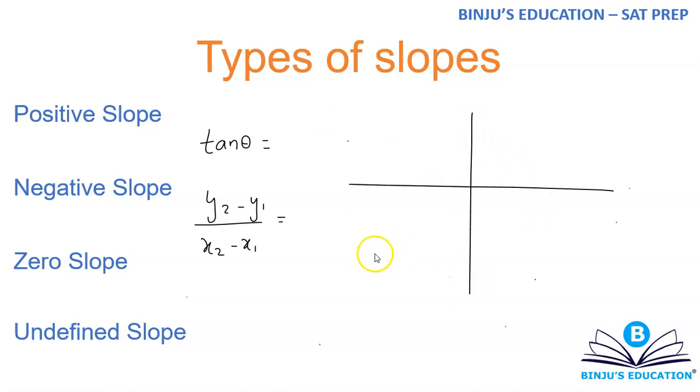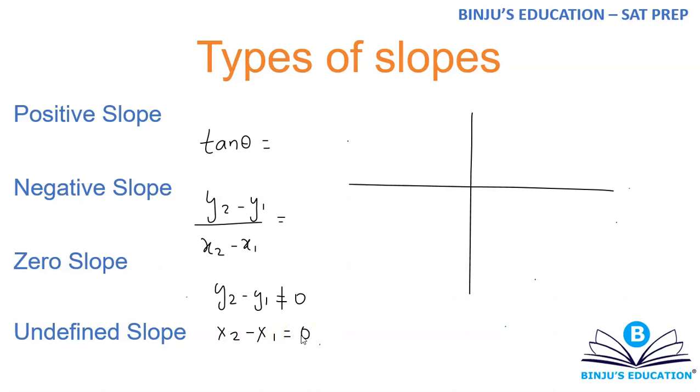So if the slope is undefined, now you want y2 minus y1 divided by x2 minus x1 to be undefined, not defined. When would that happen? When y2 minus y1 is not equal to 0 and x2 minus x1 is equal to 0. Because something over 0 in maths is not defined.